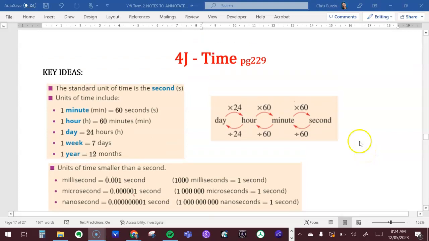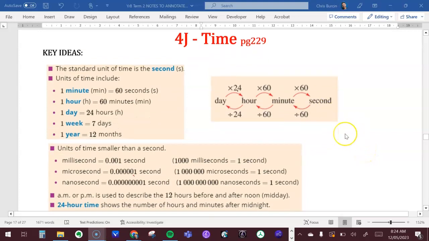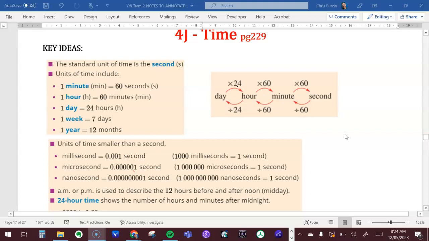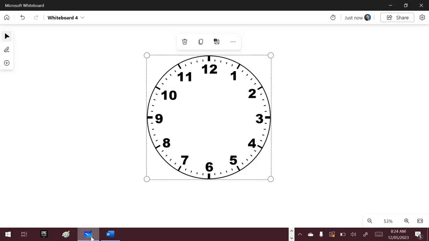Okay, today we're talking about 4J, time. Now, time is a little bit different. We cannot think of time as we would decimal points because it doesn't work the same way, and I'll show you. Here's our clock. Most of the things we do, like decimals, are base 10. We can do powers of 10, and we do a little bit of that with time, but we're in sort of base 12.